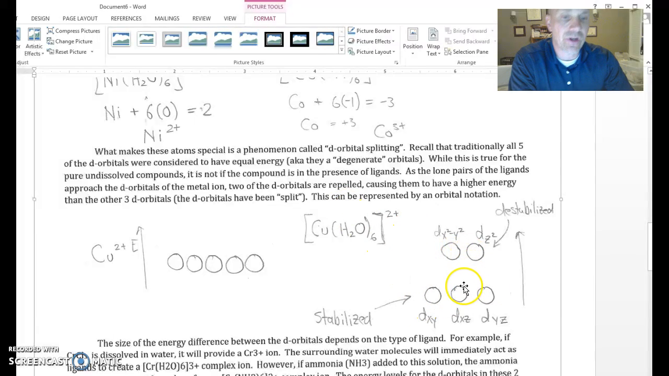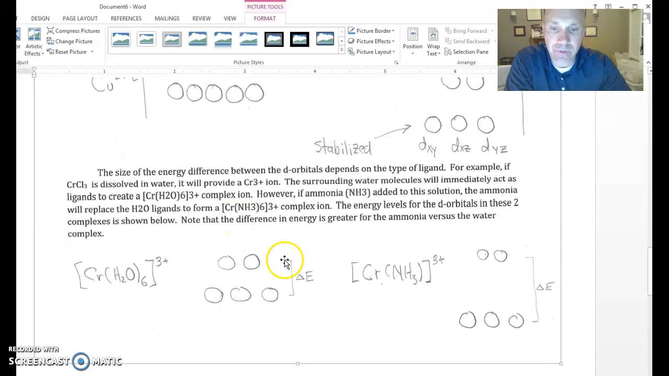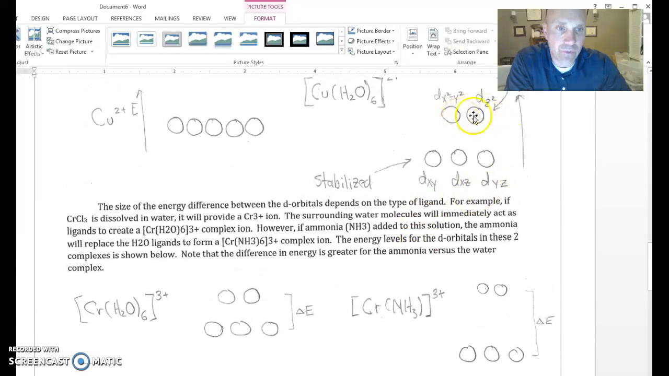The way it's described, we say that the lower energy ones are stabilized and the higher energy ones are destabilized, and this is going to have an important effect. Whenever you have ligands coordinating to these transition metal ions, you're going to get some amount of d orbital splitting. The difference in the energy between the higher energy and the lower energy depends on what the ligand is.